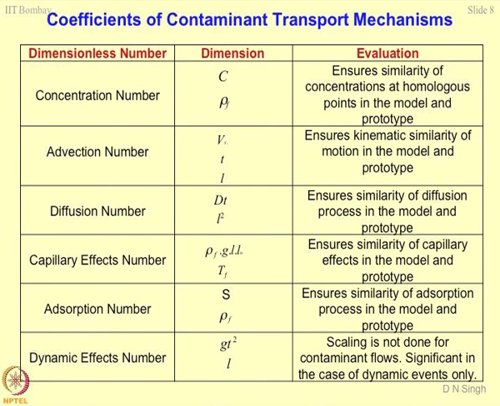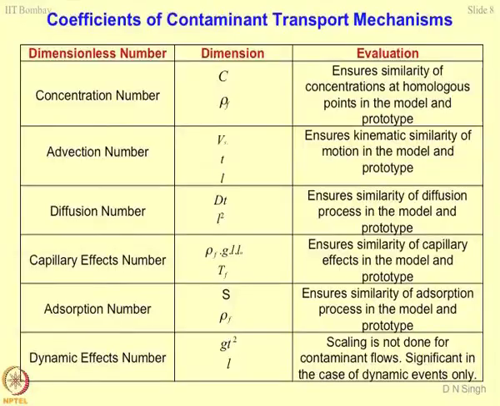So, the first parameter is known as concentration number. Concentration number is nothing but concentration divided by density of the fluid, and this ensures similarity of concentration of homologous points in the sample and the prototype. Advection number. Advection number is nothing but seepage velocity multiplied by time divided by macroscopic, that's right, the physical length of the sample. So, this will ensure kinematic similarity of motion in the model and the prototype.